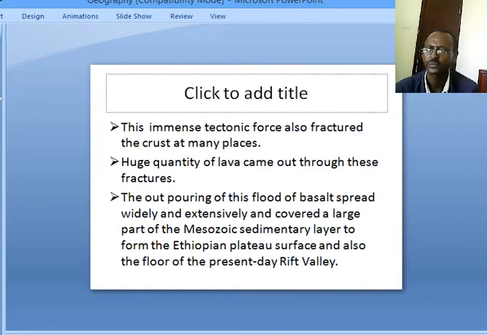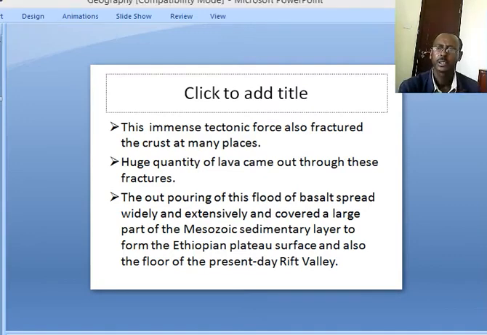This is the process. So the outpouring of this flood of basalt spread widely and extensively and covered a large part of the Mesozoic sedimentary rock layer to form the Ethiopian plateau surface and also the floor of the present day Rift Valley. So the present day floor of the Rift Valley was formed during this period because of volcanic activity.